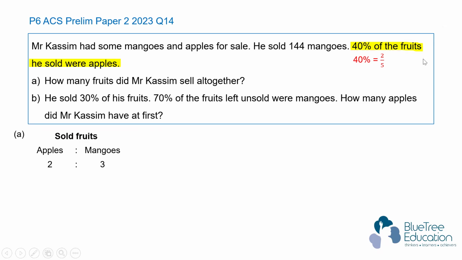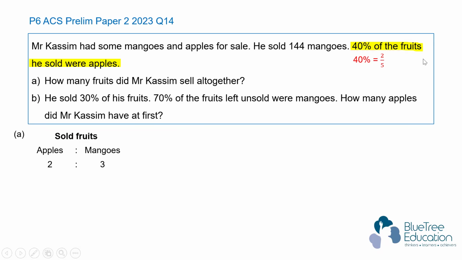Now, for this question, the method I have chosen is the ratio method. Although, as you can see, there's a lot of percentages around. If you want to see the percentage method, drop a comment in the comment section below and let us know, and we will do one accordingly. Okay, but for now, we'll go with the ratio method.